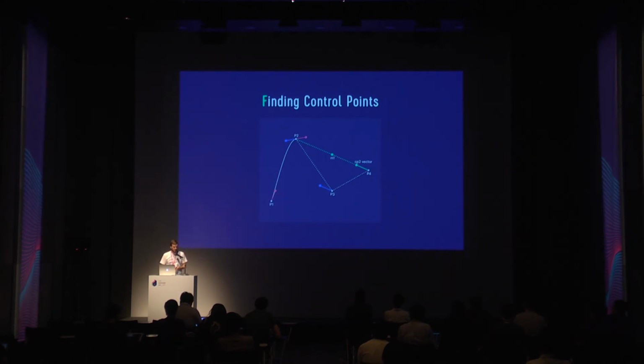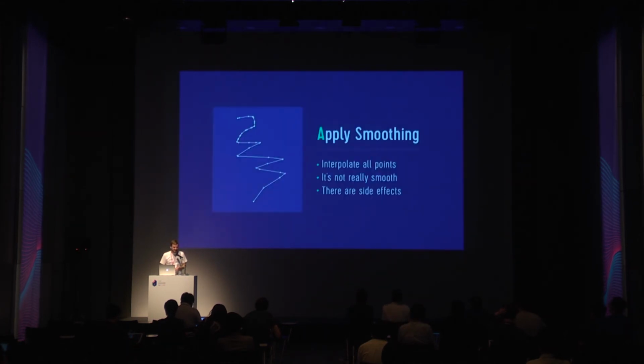Well, great, and now we just can draw the curve. So let's apply our smoothing algorithm to our example. So we interpolate. So, okay, you can see here we have some side effects. It's also not really smooth, right?